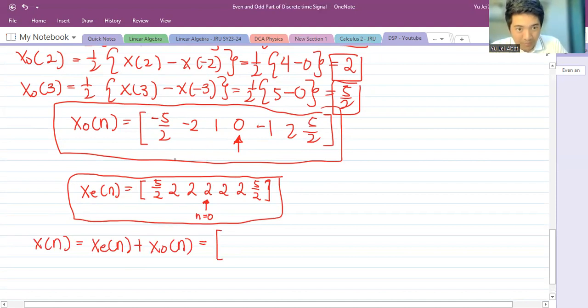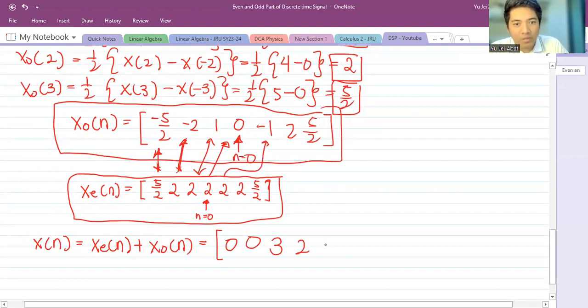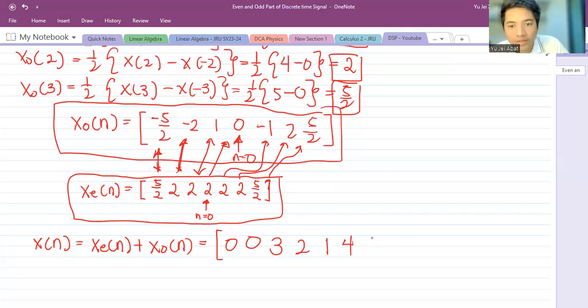So we have 5/2 plus negative 5/2, it's 0. And negative 2 plus 2, that is 0. And 2 plus 1, that's 3. Then 2 plus 0, because this is n equals 0, so 2 plus 0 is 2. Then we have 2 plus negative 1, that's 1. Then we have 2 plus 2, that's 4. And then we have 5/2 plus 5/2. 2.5 plus 2.5, that's 5.